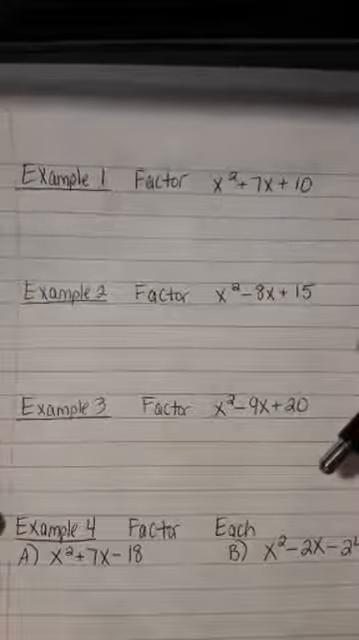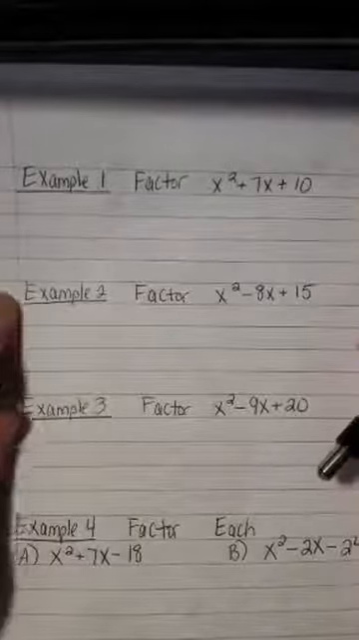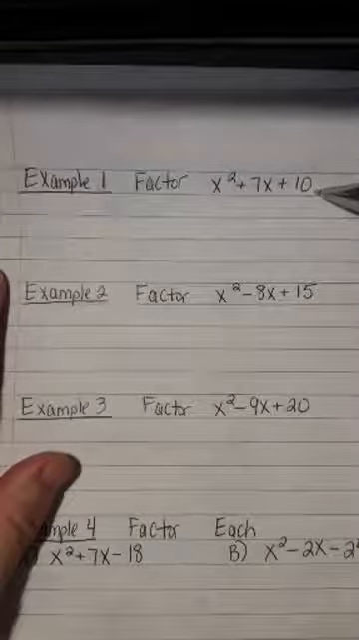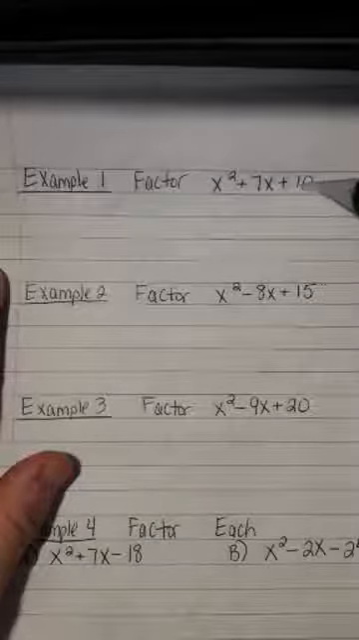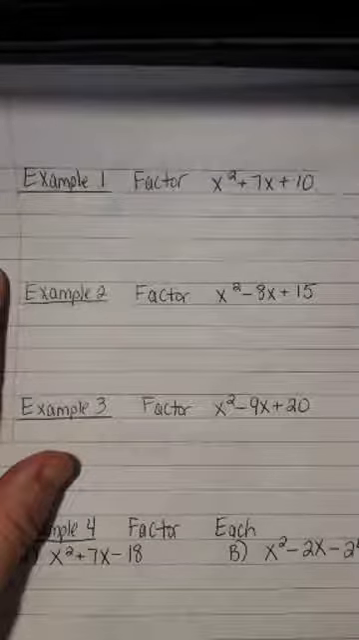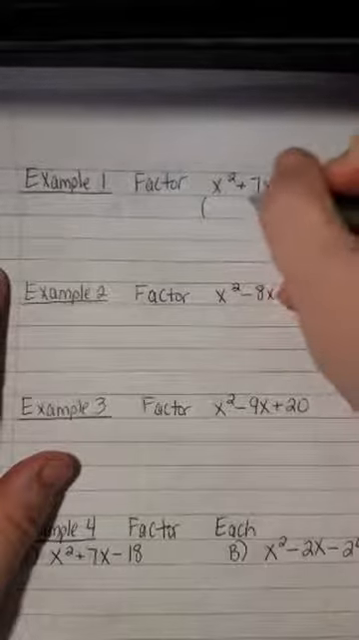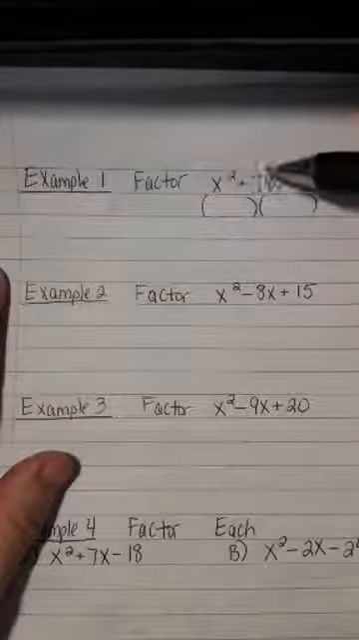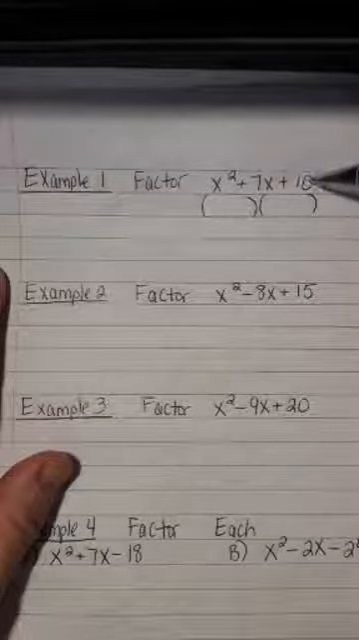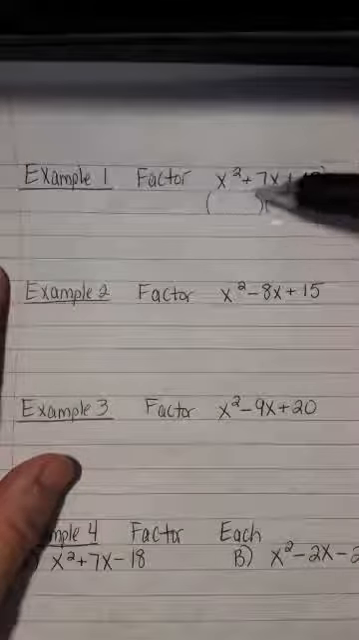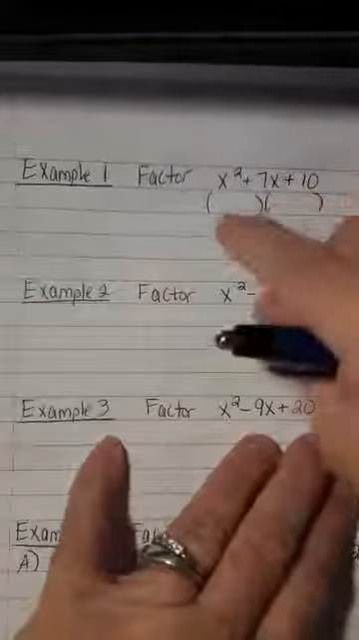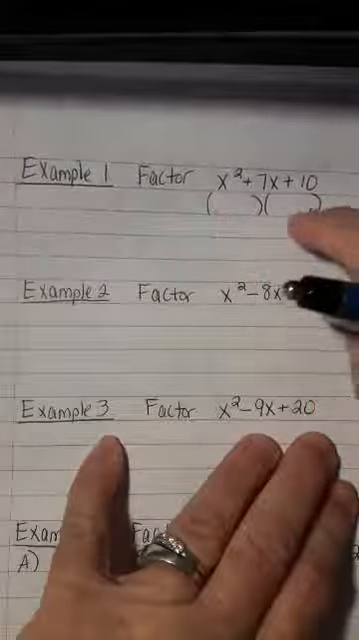All right, look at example 1. It says factor x squared plus 7x plus 10. So remember, with this trinomial, we want to figure out what two binomials we multiply together using the FOIL method will give us x squared plus 7x plus 10. So I always start out by just putting my two parentheses down, because every answer that you get today is going to be two binomials side by side that you're multiplying together.